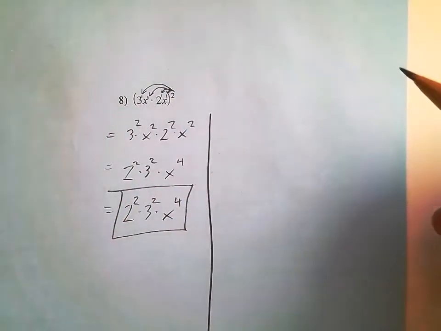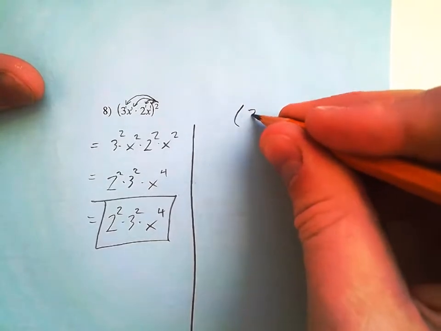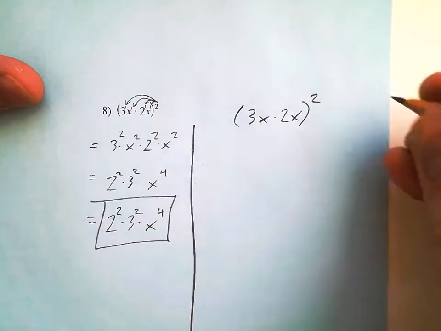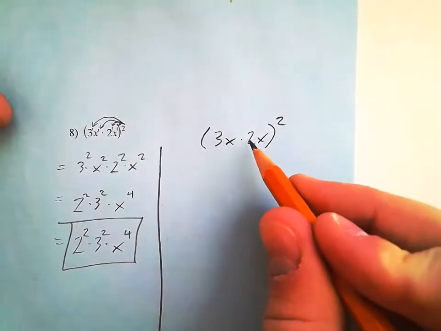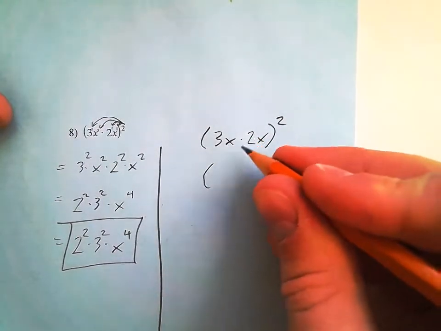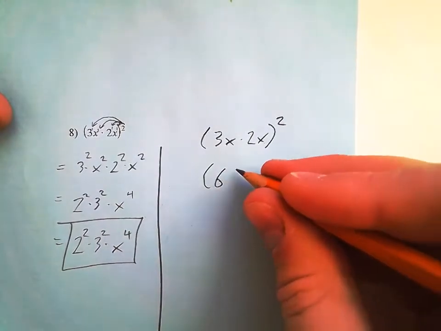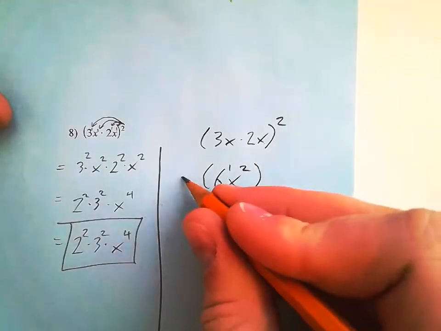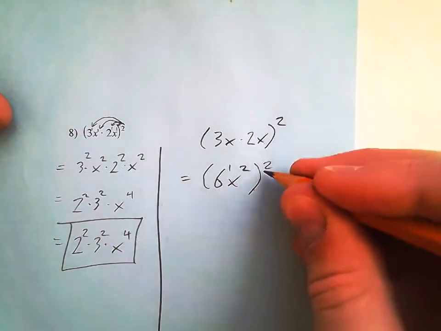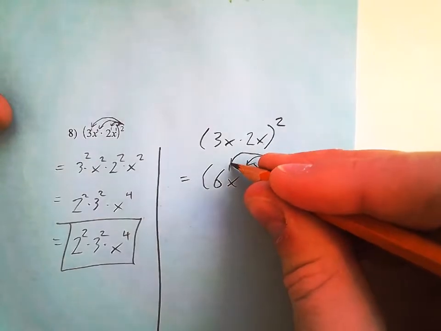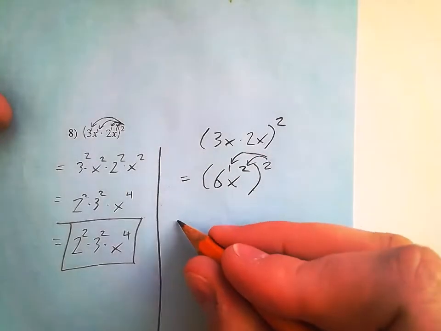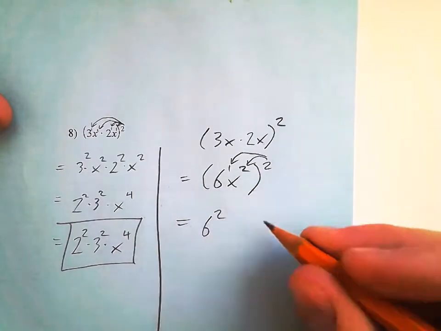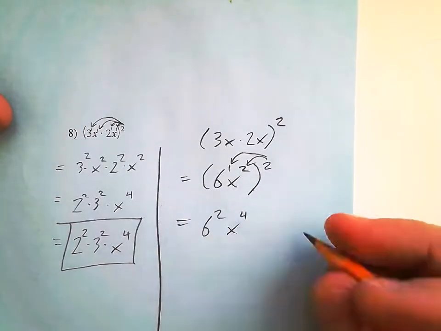Other way to do it would be to simplify the inside first. Before you apply the exponent, on the inside, 3 times 2 is 6. x times x is x squared. And that's really 6 to the 1st, right? But then, go like that. And 6 to the 1st squared would be 6 squared. x squared squared would be x to the 4th.